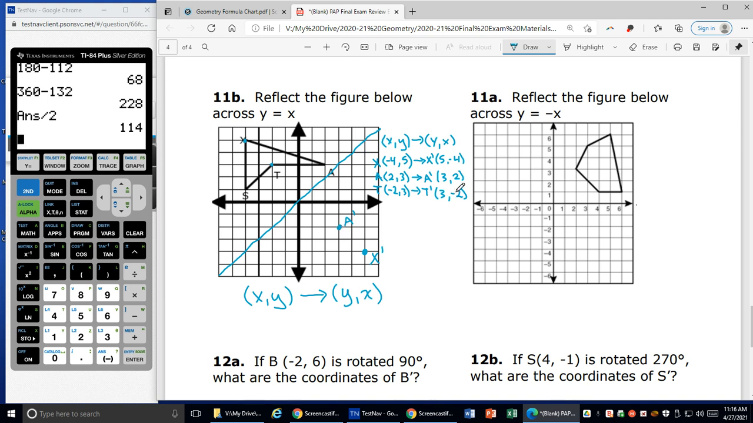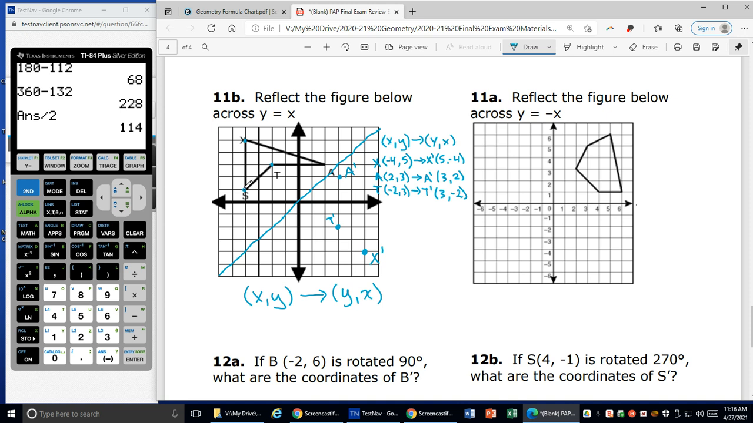Wait, something. Oh, sorry, this was 3, 2, and look how I graphed it. I was like, wait, I've already got that point graphed. A prime should be at 3, positive 2. 1, 2, 3, positive 2, A prime. And then T prime is at 3, negative 2. 1, 2, 3, 1, 2, T prime.